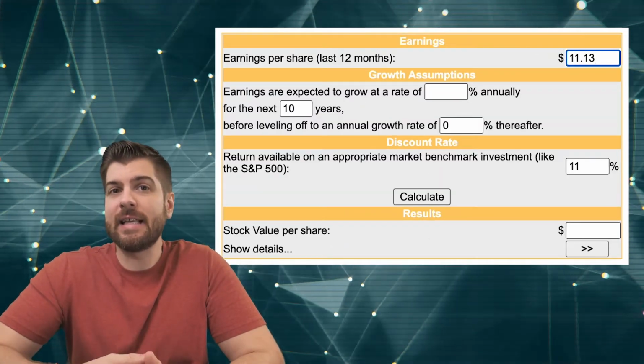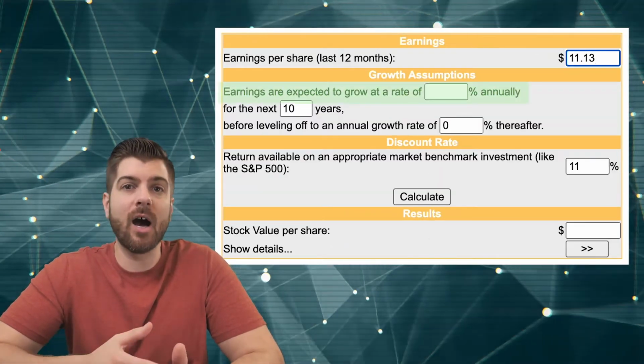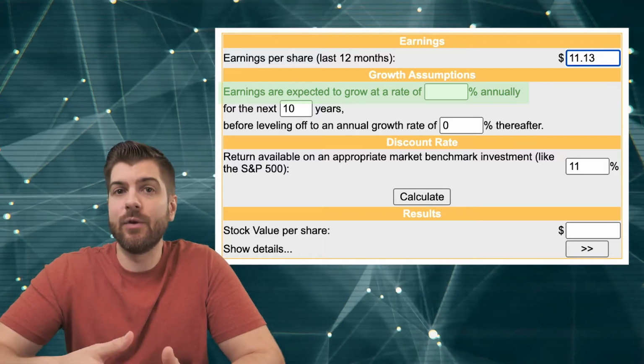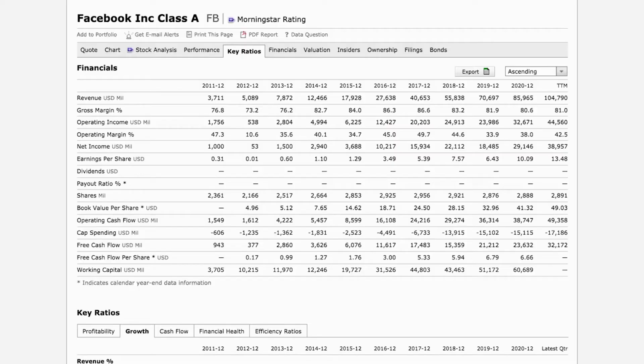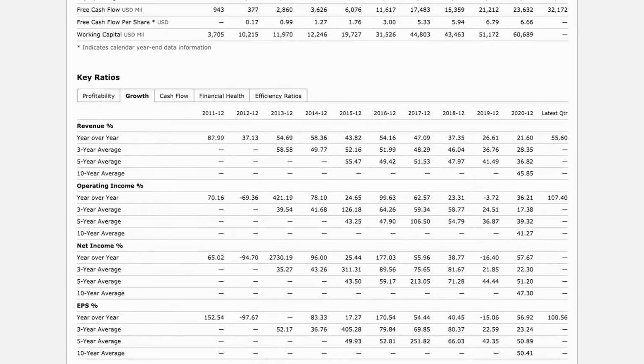The next field to fill in is the expected annual growth rate of the future earnings, and in our case, the future free cash flow. To find that, we can go back to Morningstar, scroll down, and navigate to the growth tab right here, and we'll look at this section right here. EPS stands for earnings per share. And although they don't have the free cash flow growth rates showing here, it's pretty safe to assume that the growth rates for earnings per share and free cash flow per share are going to be pretty similar.